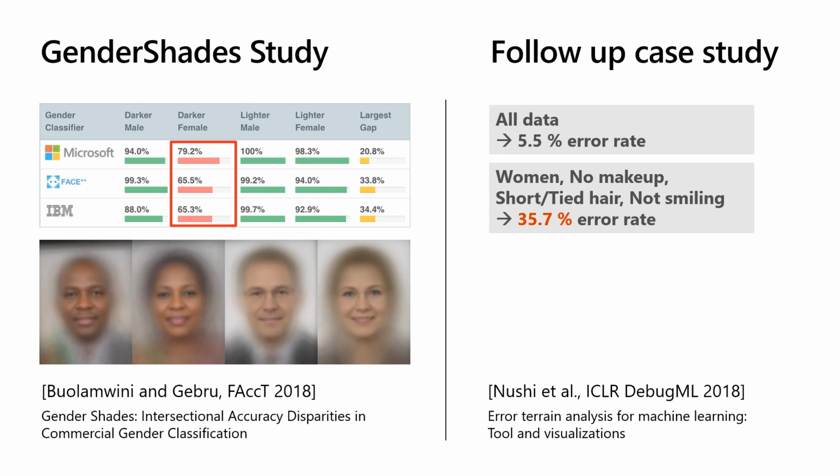A follow-up study based on the same data also discovered that the error rate increases 7 times, from 5% to 35%, for women that are not wearing makeup, had short hair or tied hair in the photos, and were not smiling in the photo. In fact, if you go back to your experiments or notebooks, it may be an interesting exercise to run to see if model performance is uniform across different conditions, or if there are such clusters of data where the error rate is a lot higher.